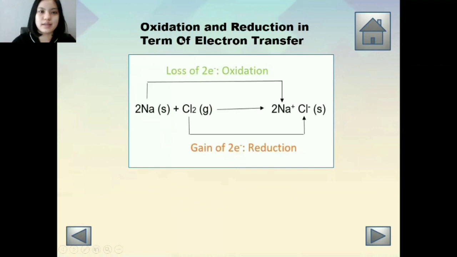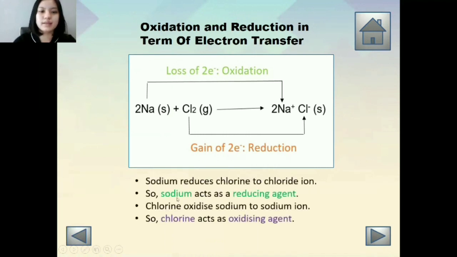This is the example of oxidation and reduction in terms of electron transfer. The sodium will lose electrons and undergo oxidation to form sodium ion, and the chlorine will gain 2 electrons, which undergo reduction to form the chloride ions. Therefore the sodium will act as reducing agent and the chlorine will act as oxidizing agent.